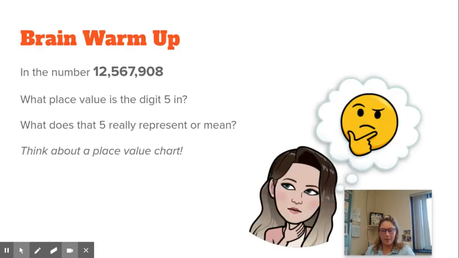Let's do a brain warm up first. In the number 12,567,908, what place value is the digit 5 in? And what does that 5 really represent or mean? Think about your place value chart as you go.